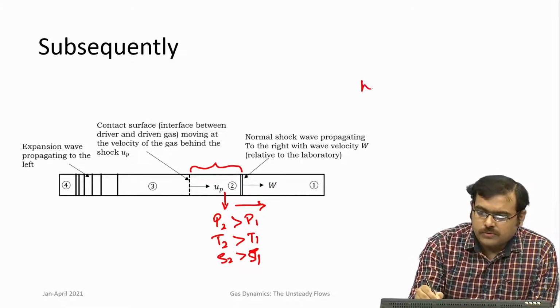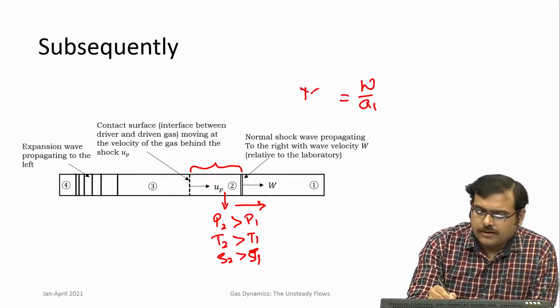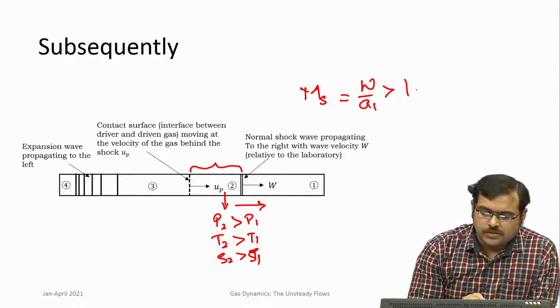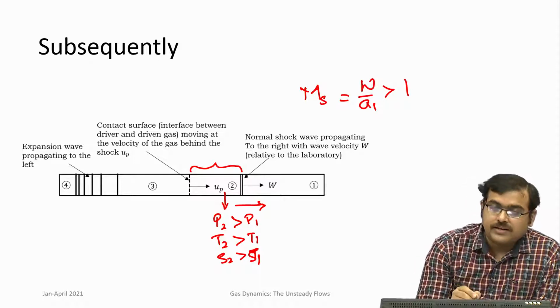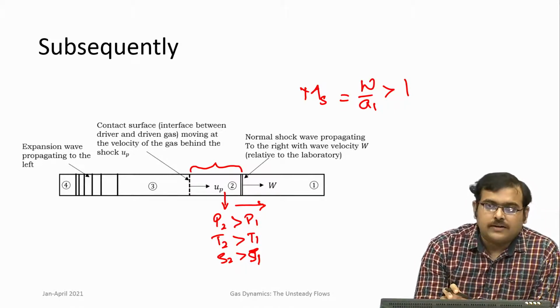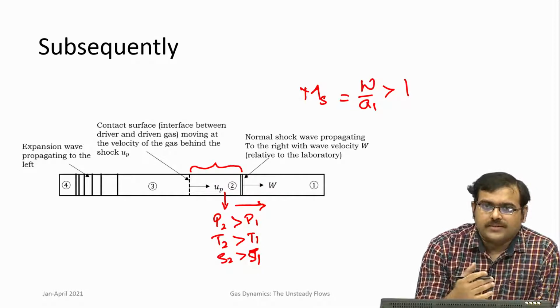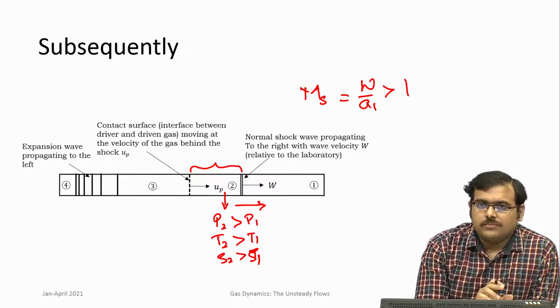So, this W by A1, that is referred to as the shock Mach number Ms. W by A1 is always greater than 1. So, it is always supersonic. Okay. So, now the region 2 comprises the driven gas which is processed by the shock wave and has been compressed.